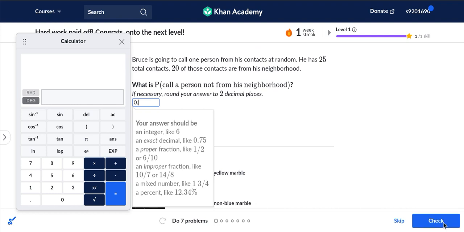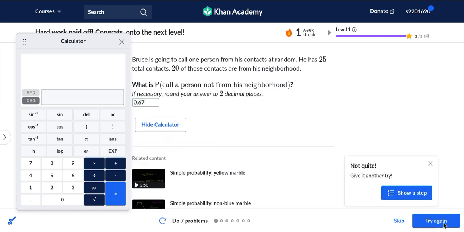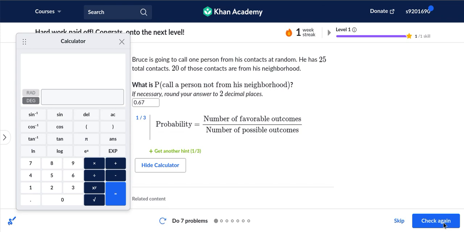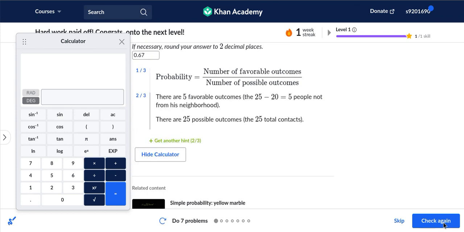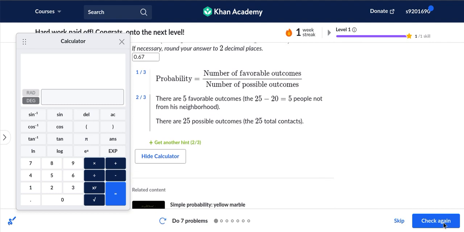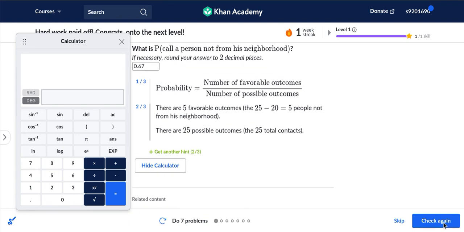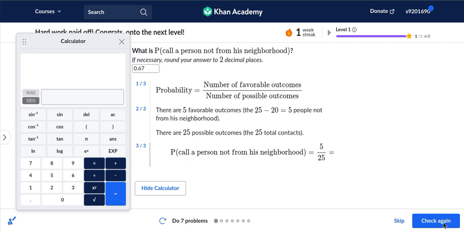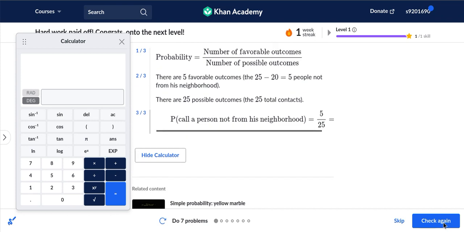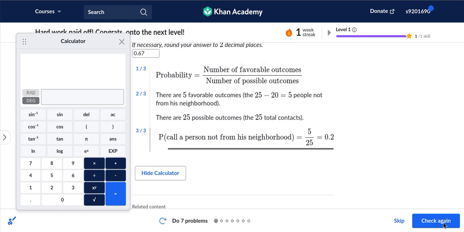Honestly, I don't really know what probability is. I actually forgot. We're gonna look at the steps. It says probability equals number of favorable outcomes over number of possible outcomes. And it says there are 5 favorable outcomes. 25 minus 20 equals 5 people not from his neighborhood. There are 25 possible outcomes, the 25 total contacts. P, calling a person not from his neighborhood, is 5/25 equals 0.2.